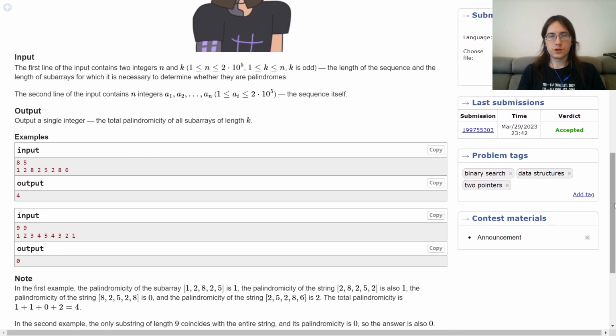In my explanation, you are given an array A of length n and an odd integer number k. For every subarray of A of length k, you take the minimal number of elements that you need to change to make this subarray a palindrome. Then you sum up all such values over all subarrays of length k, and you need to output that sum.